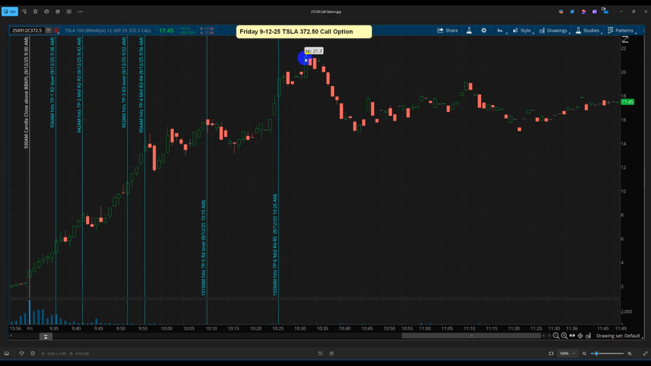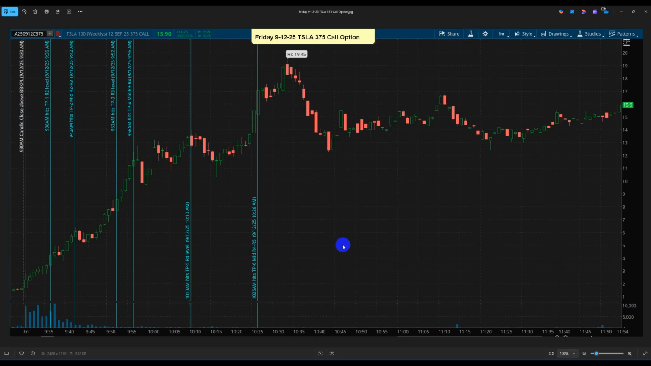As you can see here, it did keep going up further as we said, however it did fall short of the next level up. Next, we'll take a look at the 375 call. Okay, here's the 375 call chart.